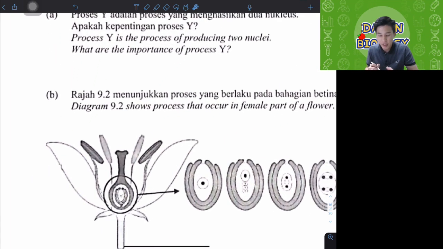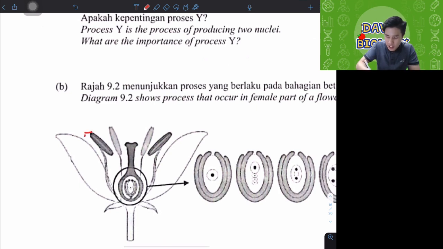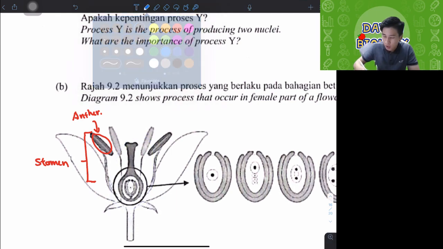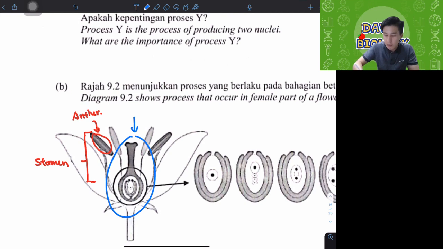So inside a flower, the male part over here is the stamen. The part where the pollen grain is being produced is inside here. This part of the stamen is called the anther. It is like the testes of the plant, where the pollen grain, the male gamete, is produced. For the female part, this whole thing here is called the carpel. And specifically this part, the ovule, is where the so-called embryo sac will be produced.